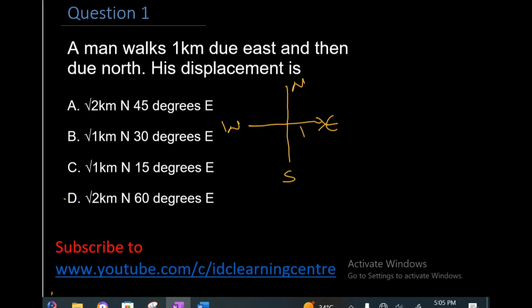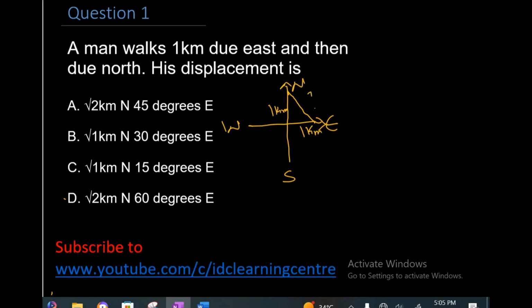Here is our due east. We have 1 kilometer here. Then he also walks due north, the same 1 kilometer. Then what is his displacement? It is the distance between our north and east here, so let's draw a line connecting north and east. We are asked to find the displacement of the man.